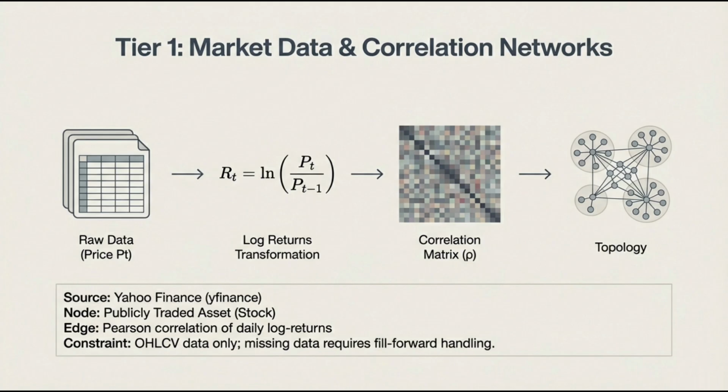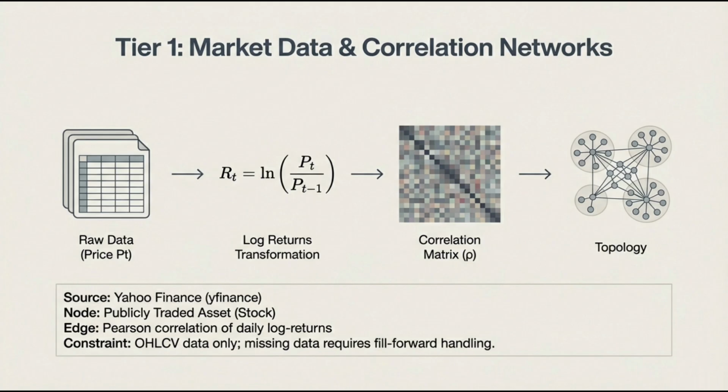Why do we do that? Because returns are usually more stable and comparable than raw prices. Next, we compute a correlation matrix, often written with the Greek letter rho, which tells us how similarly assets move through time. Finally, we convert that matrix into a topology, meaning a network structure.